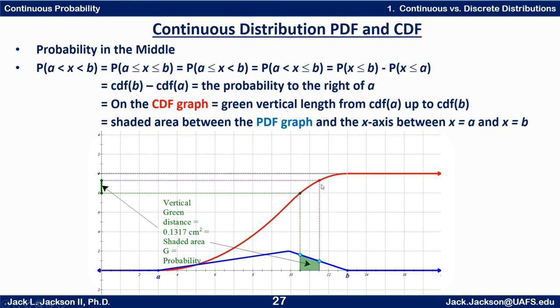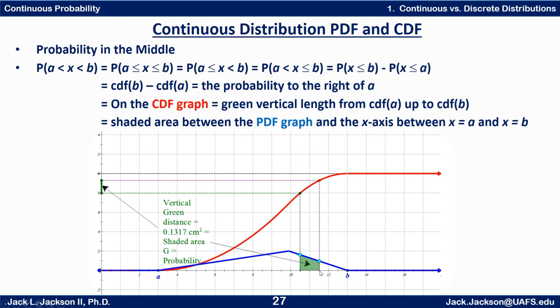If we want a probability between two numbers, under the PDF graph it's a shaded area. So this is between 10.5 and 11.5, things that would round off to 11. We get this little right trapezoid shape, this little green shape. Its area, which is approximately 0.1317 in this case, is the probability that x is between 10.5 and 11.5. That's what it is on the PDF graph.